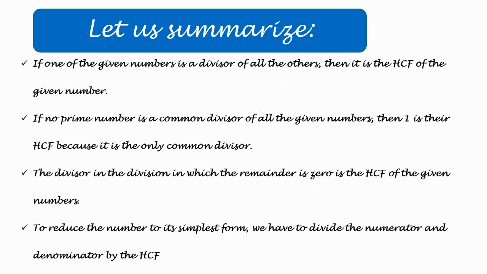We also studied that if one of the given numbers is a divisor of all the others, then it is the HCF of the given numbers. If no prime number is a common divisor of all the given numbers, then 1 is their HCF because it is the only common divisor. Then we studied that the divisor in the division in which the remainder is 0 is the HCF of the given numbers. Then to reduce the number to its simplest form, we have to divide the numerator and the denominator by the HCF.